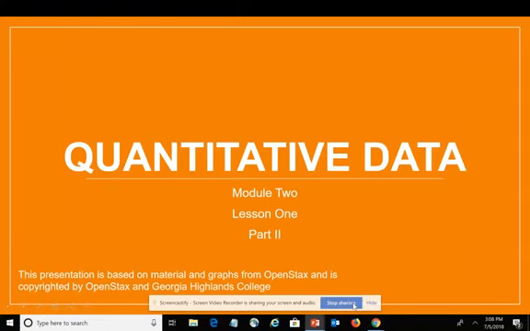This is Module 2, Lesson 1, Part 2. We're continuing our discussion on quantitative data, and now we're going to focus on how to display that data.